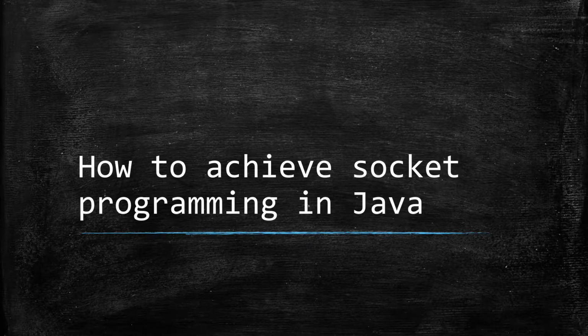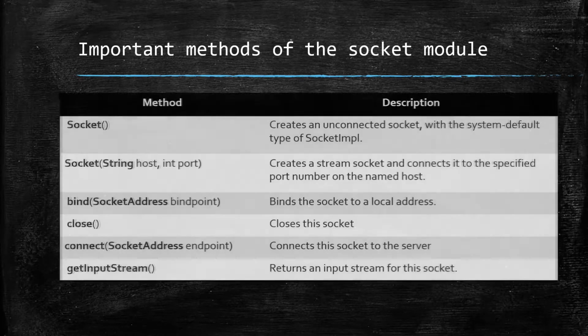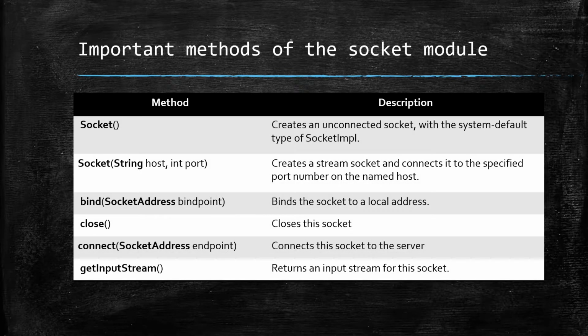How to achieve socket programming in Java. First, we have to import the socket module or framework. This module consists of built-in methods that are required for creating sockets and helping them associate with each other. Here are some important methods of the socket module. The Socket method creates an unconnected socket with a system default type of socket. The Socket method with the parameters of string host and int port creates a stream socket and connects it to the specified port number on the named host.